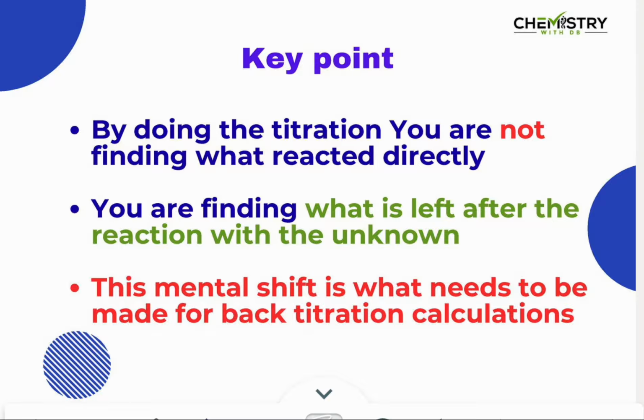The key point is that by doing the titration, you are not finding what reacted directly with the unknown. You are trying to find out what is left over after the unknown substance reacted with that excess. This mental shift is what needs to be understood for any back titration calculation: what we are trying to find by titration is the leftover.